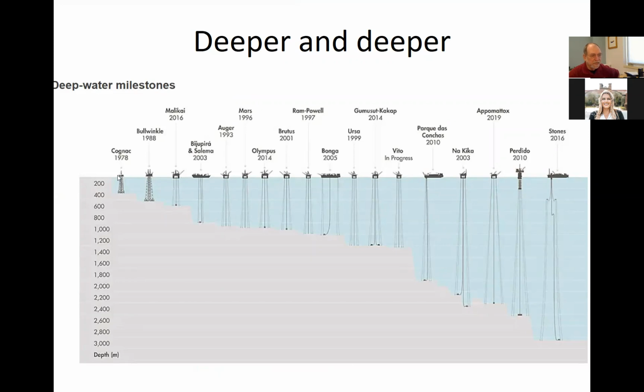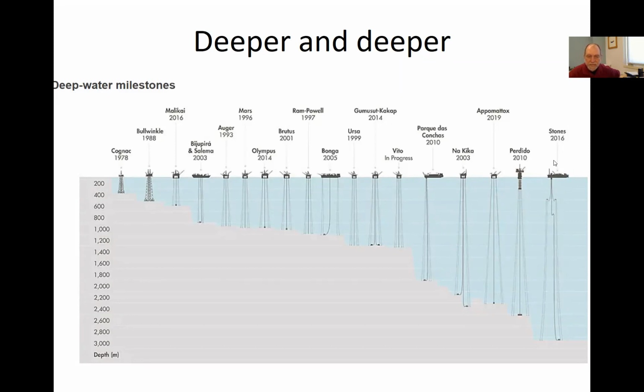So here you can see the evolution, if you like, or development of the technology, starting out in 1978 with the Cognac and Bullwinkle. Bullwinkle was the deepest fixed leg platform ever built, and it was in about 500-meter water depth. And then they started in with these tension leg platforms, and they have gotten deeper and deeper and deeper until present day, when they're already installing these platforms out to about 2,000 meters or greater.